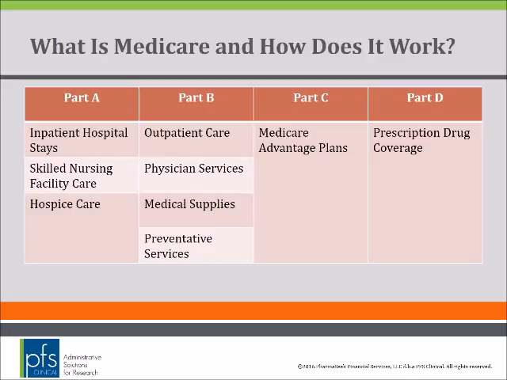Part C, also called Medicare Advantage plans, is a Medicare health plan offered by a private company that contracts with Medicare to provide a person with all their Part A and Part B benefits with added perks such as having access to health maintenance organizations, also called HMOs, or special needs plans. And then we have Part D, which adds prescription drug coverage to the original Medicare coverage.